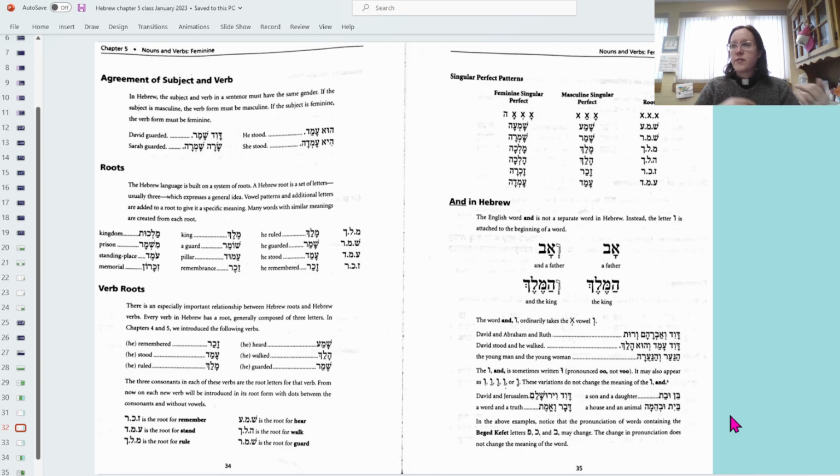Agreement. Subject and verb have to be the same gender. So the noun what is masculine, the verb is masculine. Same with feminine. So they give examples like he stood would be hu amad. She stood would be he amda.